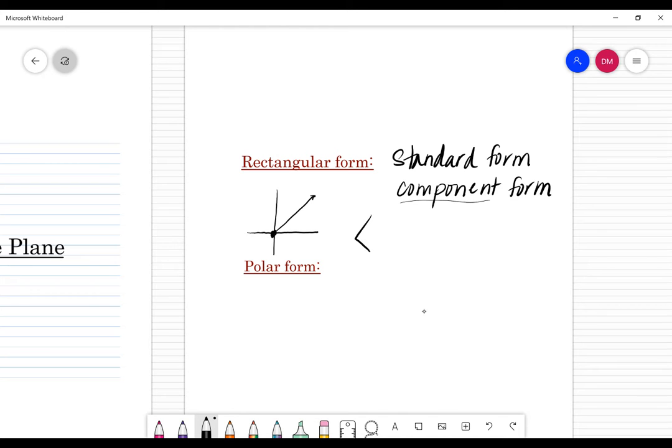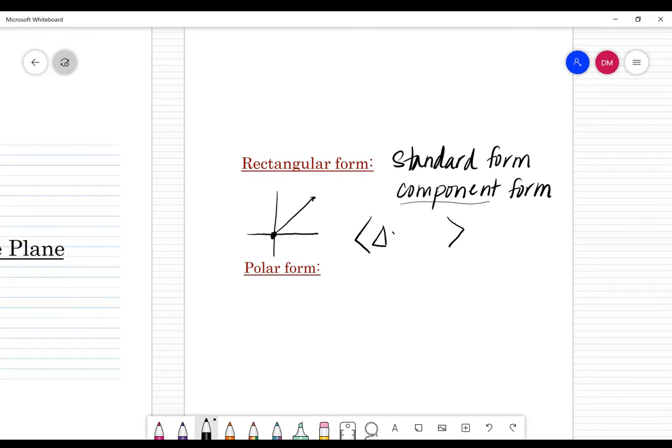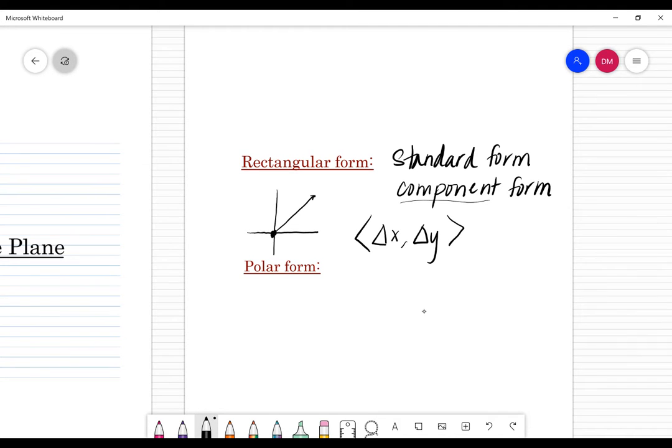So when you see that form, you're going to see the pointy braces that denote that we have a vector here. And you're going to see whatever change in x we have for the x component, and the change in y that we have for the y component. Those changes are the change that we see from the origin. And so that's why we notate it that way.